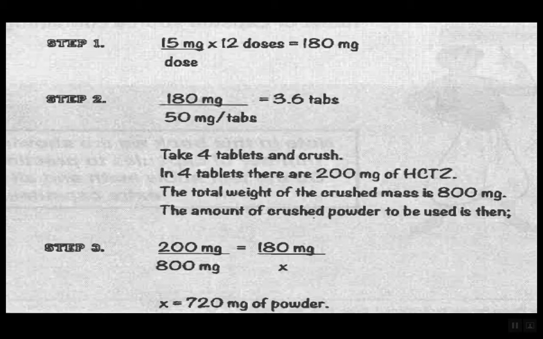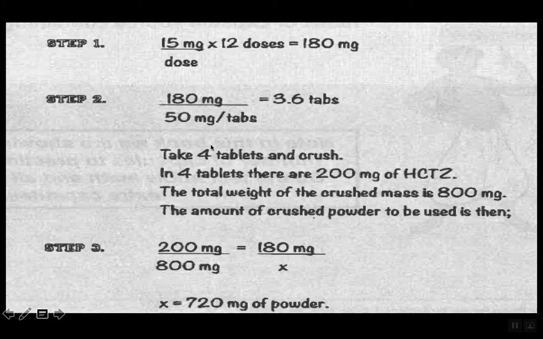When you divide, you're basically saying you need 3.6 tablets of the 50 milligrams in order to get 180 milligrams of active hydrochlorothiazide. Taking 3.6 is not ideal, so you would take 4 tablets. As you prepare this, you will take 4 tablets and crush them. You have to make everything into fine powder. That's one of the rules of making capsules. You have to turn everything into fine powder.